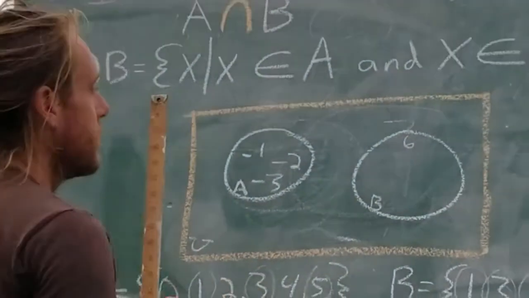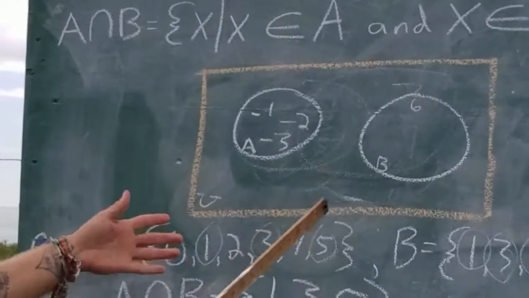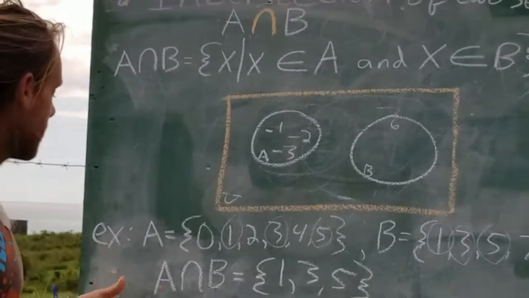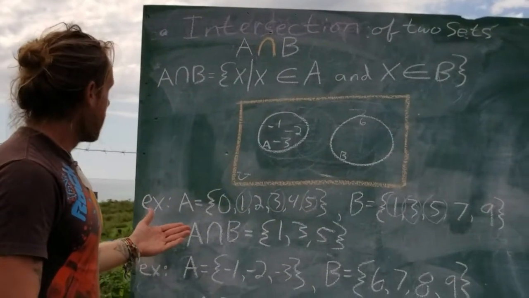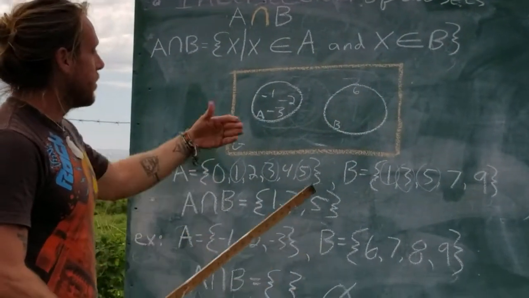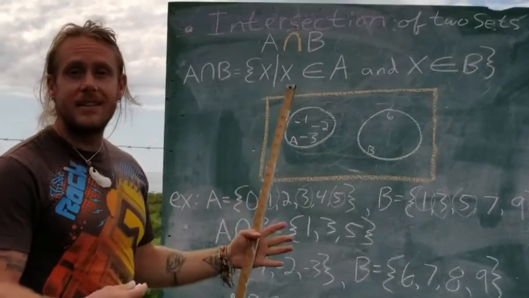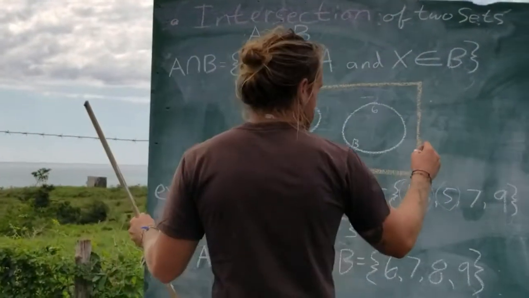In fact, that's what we call this situation. When we have two sets that share no common elements, when we're discussing the intersection of two sets and this scenario arises, we call these disjoint sets.